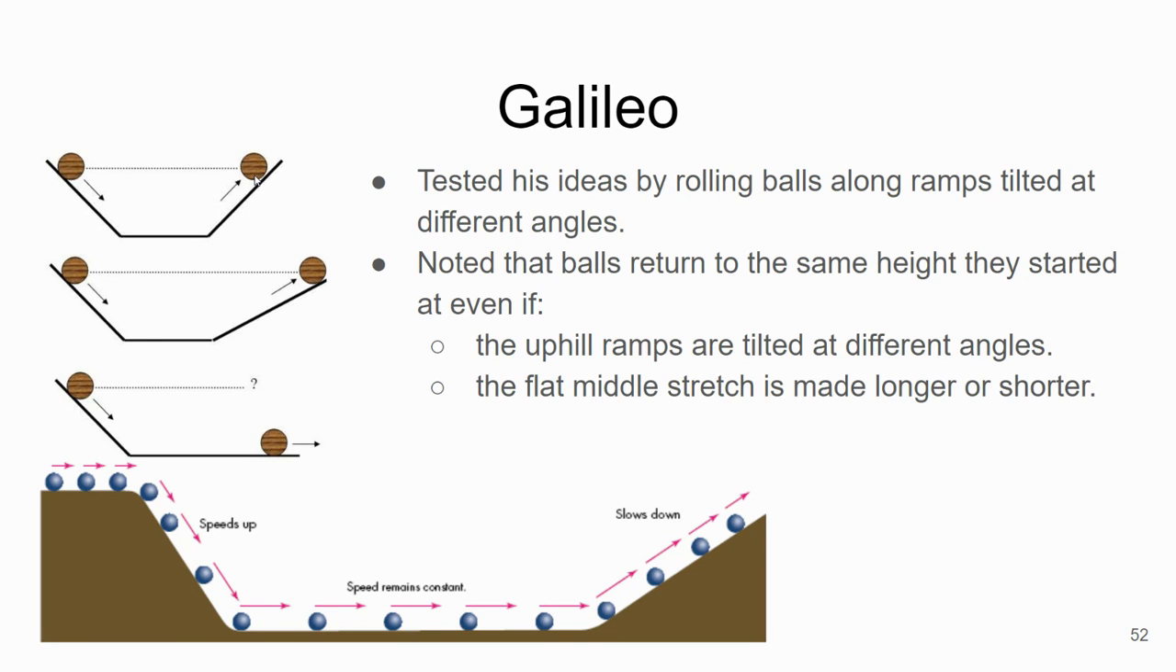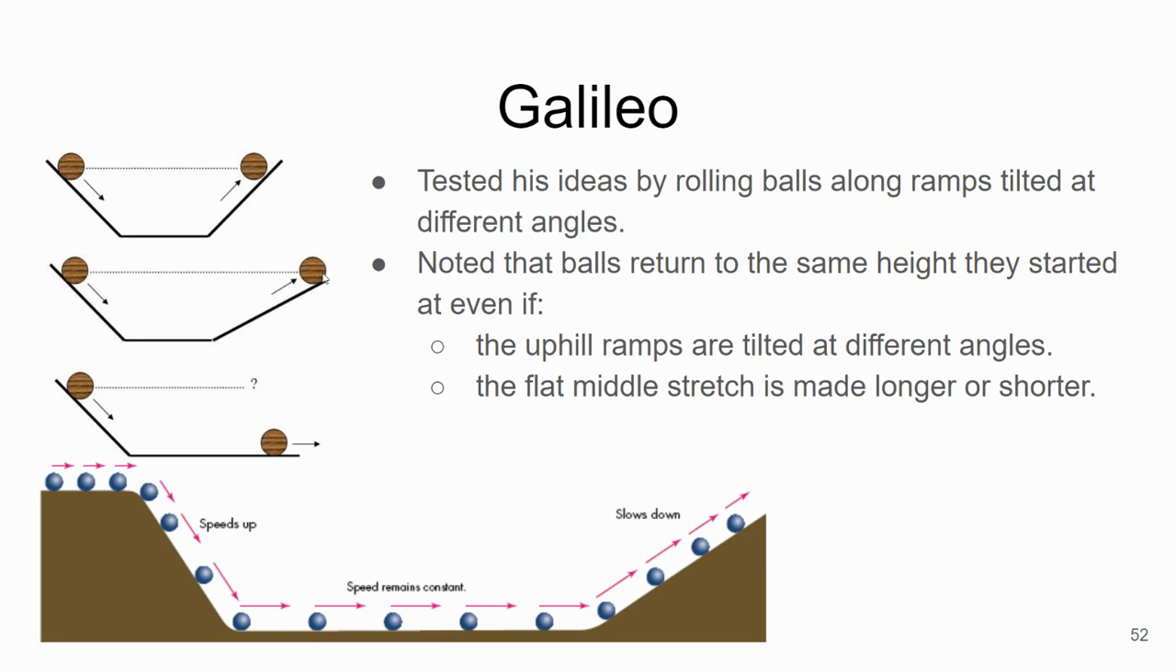And then he realized, well, I can actually change the angle of the second ramp. So now this one's not as steep. So the ball speeds up, cruises across the middle, and then it goes up this ramp, and it slows down at a slower rate because this ramp's not as steep, and it travels further along this ramp. But the key thing is, well, it still gets up to the same height. So that was a very interesting result.